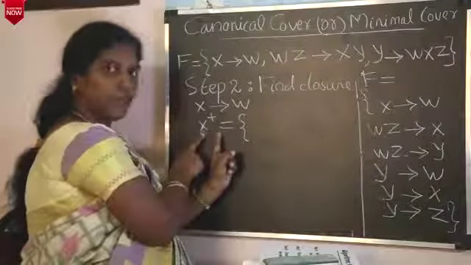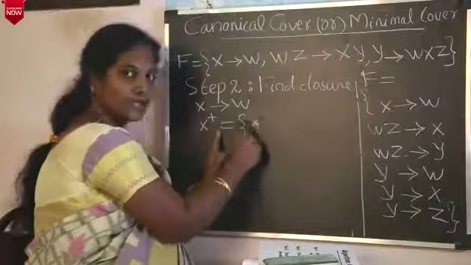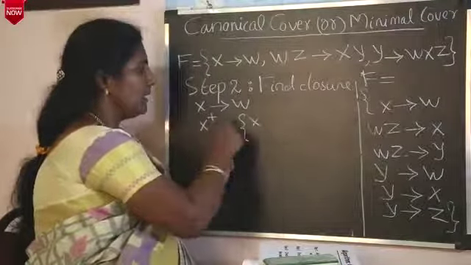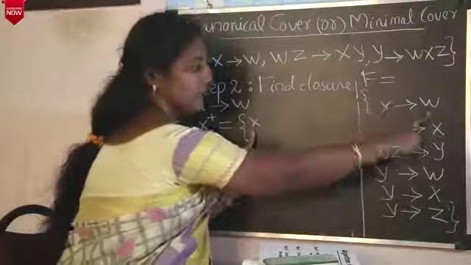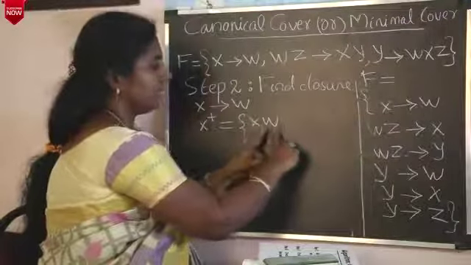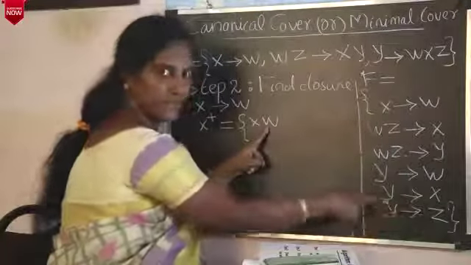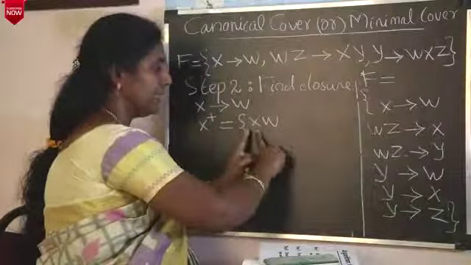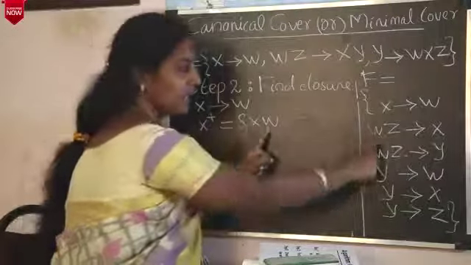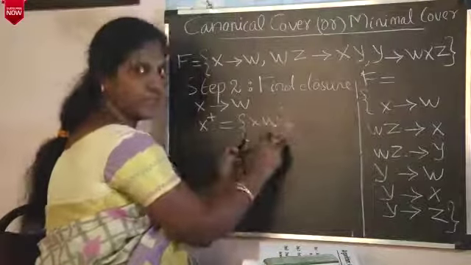X is determined by itself, so X is one of the components in the closure. Then X determines W also. X determines W, and X determines nothing else. W also determines nothing in the given set of functional dependencies. XW combined also does not determine anything. So the closure of X is only XW.